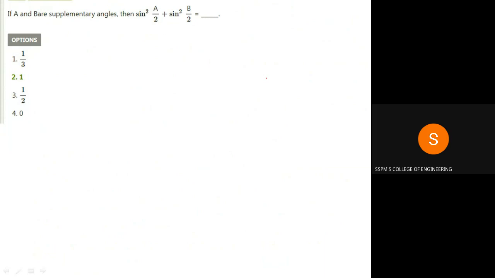Next example. If A and B are supplementary angles, so what is given here? A and B are supplementary angles. What is meant by supplementary angles? Supplementary angles means their addition, A plus B, is equal to pi or 180 degree, as we have learned in previous standards. Supplementary angles are those whose addition is 180 degree.